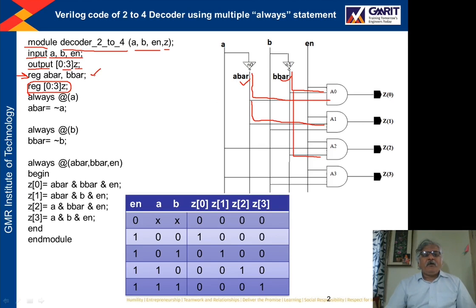We have declared these as reg type because inside the always block we are going to use some statements in which we assign values to A bar and B bar. And we know that if inside an always block we are going to assign some values to a signal, then that target signal must be reg type. So that's why we have declared these as reg type here.